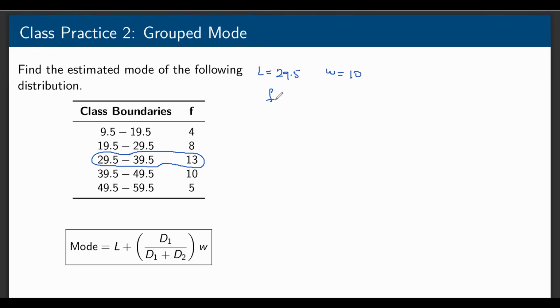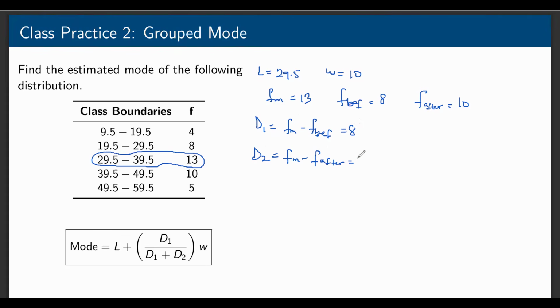Now we can find Fm, which is the frequency of the modal class, 13. F before, the frequency of the class before the modal class, which is 8. Then F after, the frequency of the class after the modal class, which is 10. So we have D1 being equal to Fm minus F before, which is 8. And then D2 is Fm minus F after, which is 10.